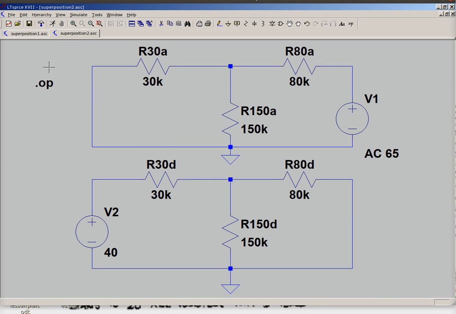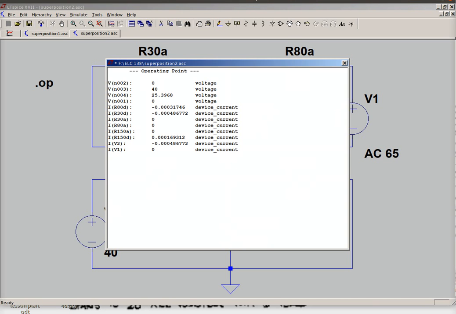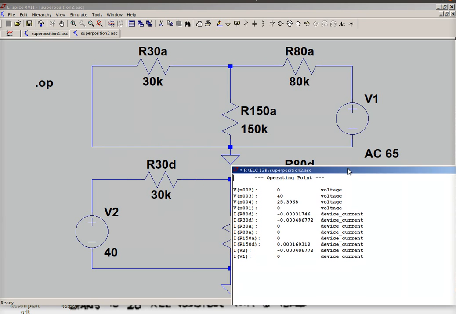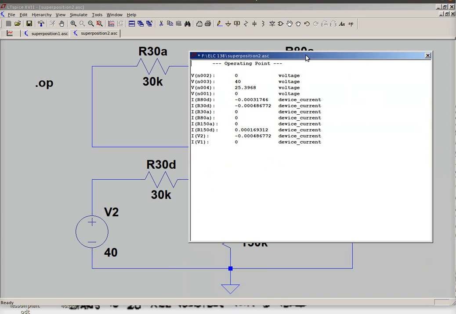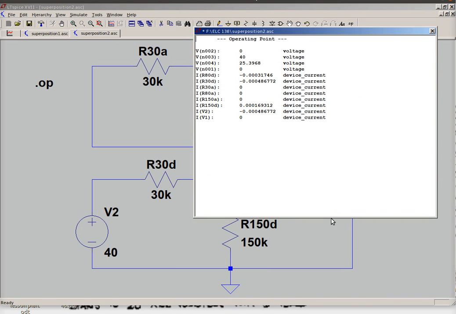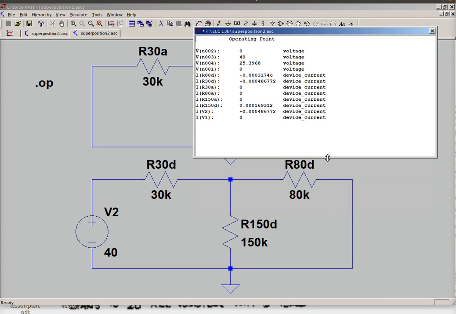Standard analysis for DC class is .op, which gives me the DC analysis. So I'm going to go ahead and simulate it. I'm going to run it, and I'm going to get values. Let me make the window smaller. There we go. My voltage at node 2 is 0, but I don't know how they numbered the nodes. I didn't label the wires.